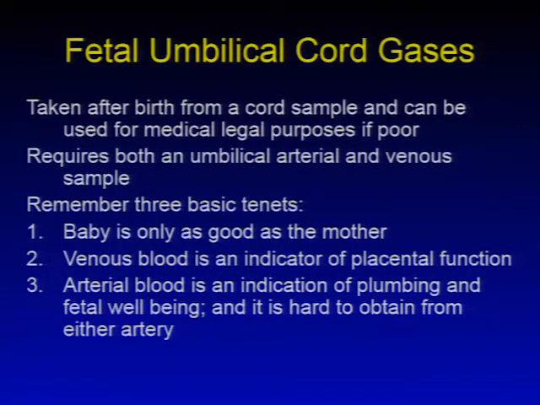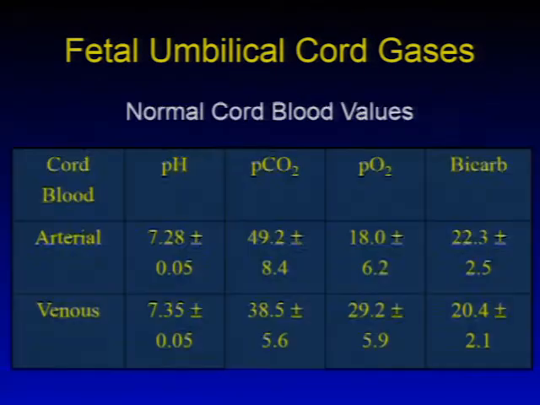Occasionally, fetal umbilical cord gases are taken after birth from a cord sample and can be used for medical legal purposes if poor. It requires both an umbilical artery and venous sample, and it relies on 3 basic tenets. Baby is only as good as the mother. Venous blood is an indicator of placental function. Arterial blood is an indicator of plumbing and fetal well-being, and is hard to obtain from either artery.